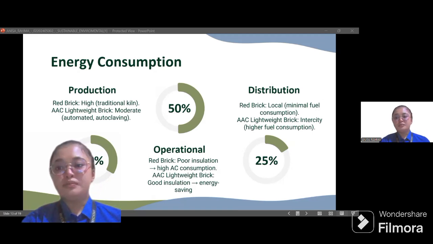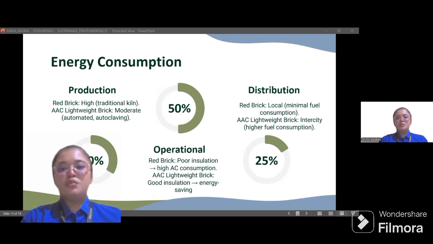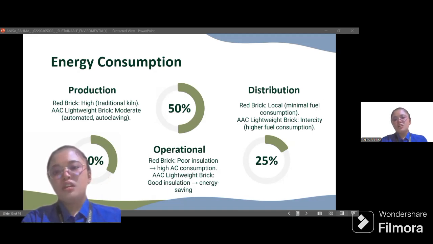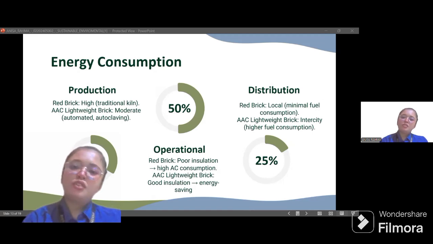The next part is distribution. In terms of distribution, red bricks are generally produced and distributed over shorter distances, and AAC blocks may be produced far from the project location, as factories tend to be in more centralized areas to meet large scale demand. And then the longer distribution distance means higher energy consumption for transportation.